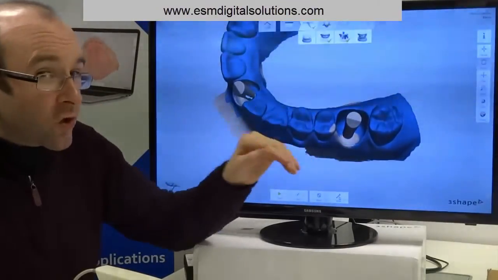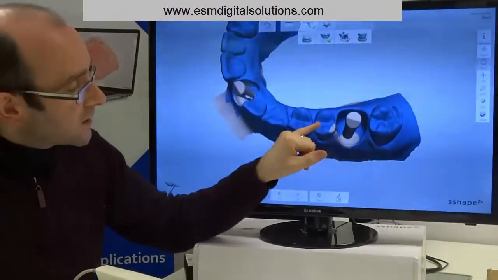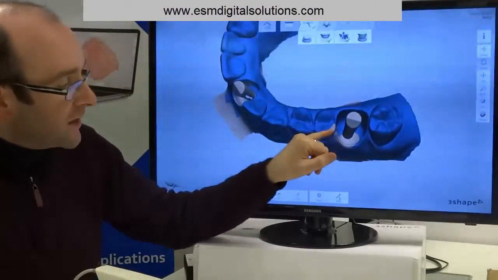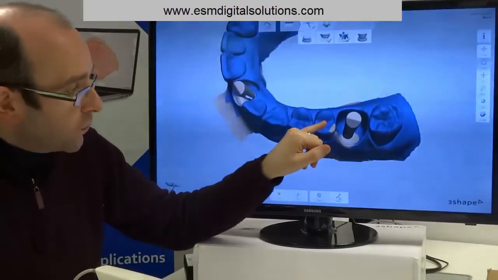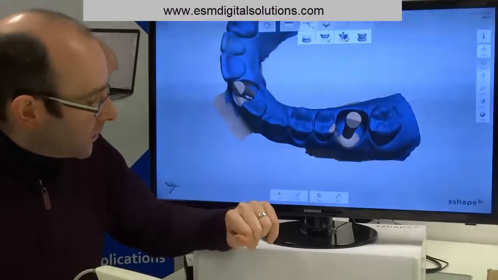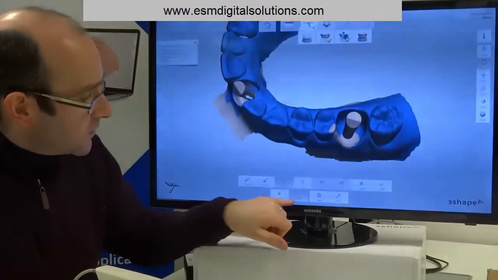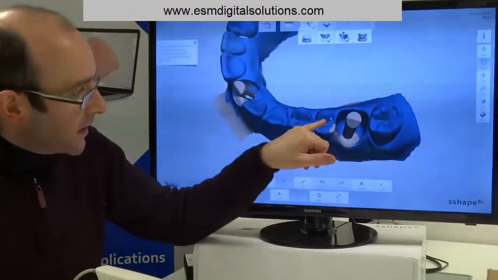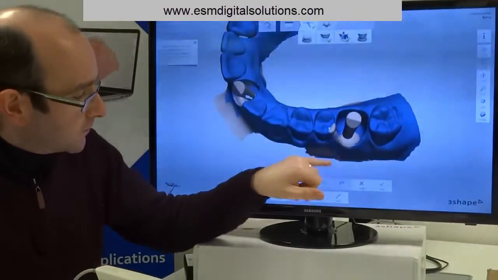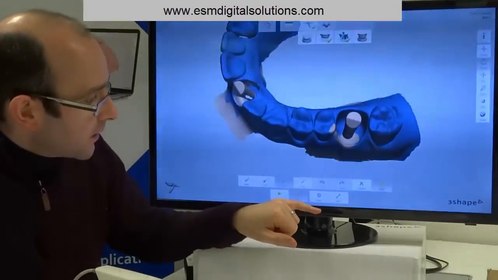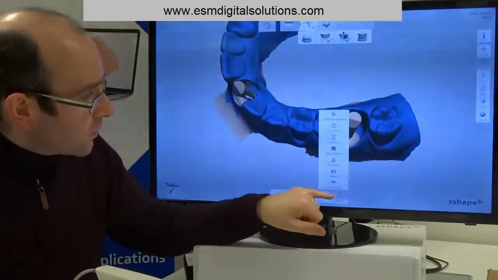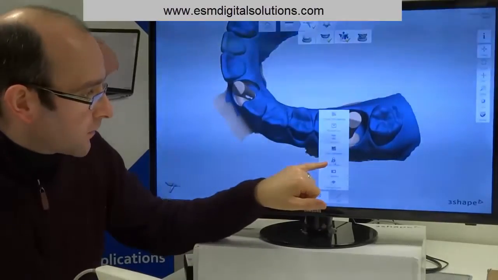And bear in mind, during the scan flag scan process, we may have ended up re-scanning some of this area here, which of course would be a fixture head. So what we would be inclined to do there is use the trim tool, delete out any scan information that's here, and under tools we have a feature to lock surface.